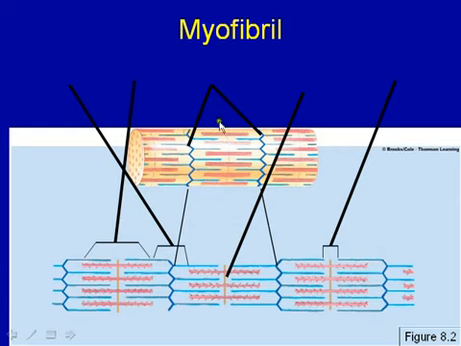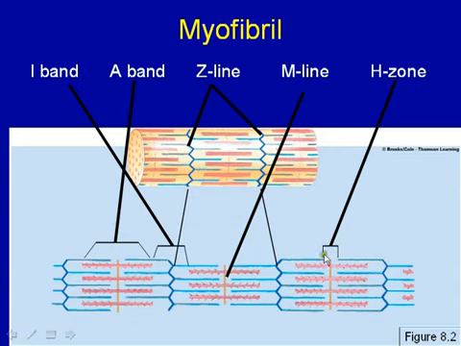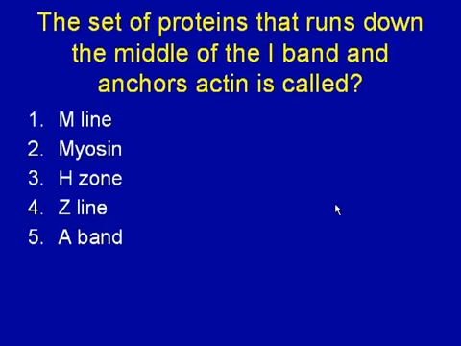What about these two lines? What are they called? Z lines. What do you call this space in between the Z lines? The sarcomere. What do you call this line down the middle? M line. What do you call that gap in between the actins in the middle? It's the H zone, right? Between the actin gaps here is the H zone. So if I were to ask you a question, the set of proteins that runs down the middle of the I band and anchors the actin, what was that?